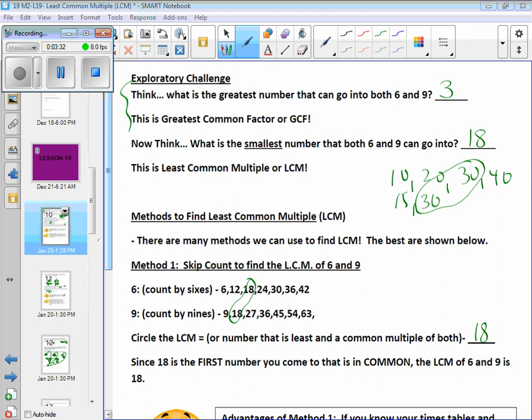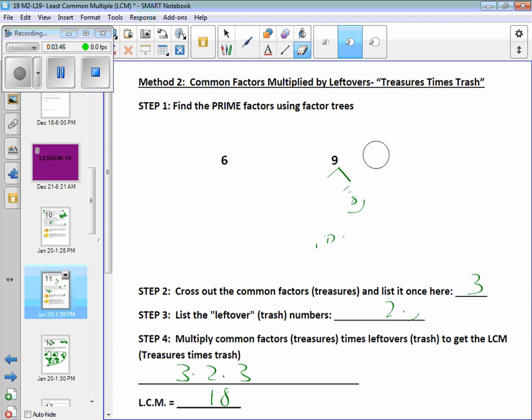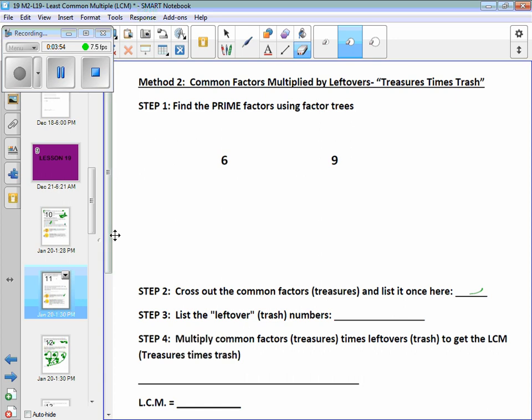Okay? Second method. And I've got to do a little erasing because I forgot to erase them last year. So, get rid of this. Get rid of this. Sort of. Yeah, I forgot to erase it. Or it got saved. Okay.